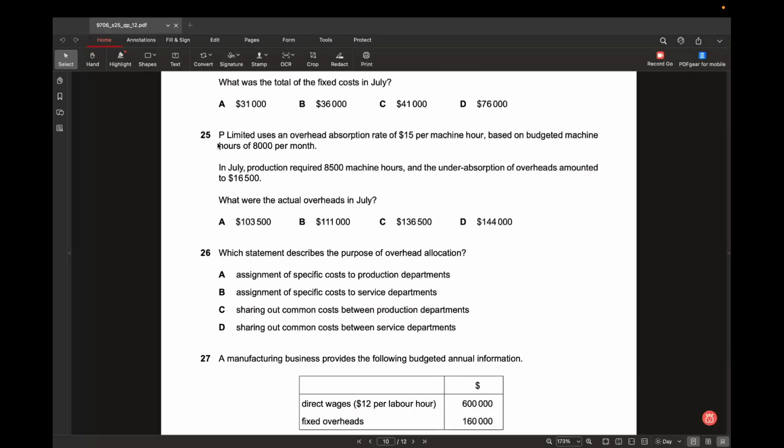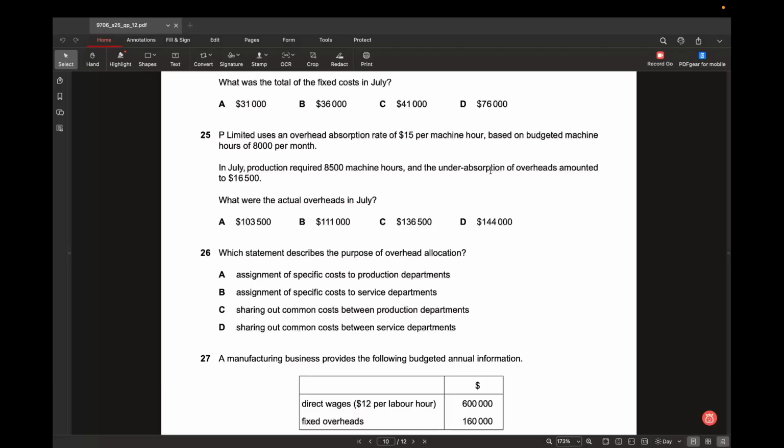25. P Limited uses an overhead absorption rate of $15 per machine hour based on the budgeted machine hours of 8,000 per month. In July, production required 8,500 machine hours. The under absorption of overhead amounted to 16,500. What was the actual overhead in the month of July?